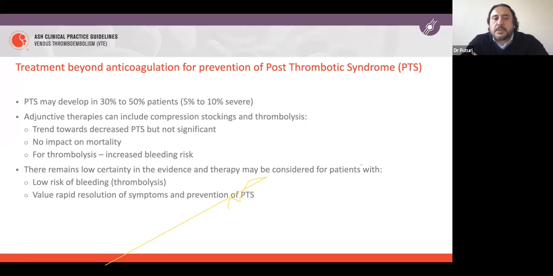Again, we talked earlier about thrombolysis. There may be some decrease in post-thrombotic syndrome, but statistically it hasn't been shown to be very significant. And remember that thrombolysis does confer a pretty significant bleeding risk too. So there's some low certainty in evidence and therapy that may be considered for patients. Again, low risk of bleeding with thrombolysis, or a value on rapid resolution of symptoms and prevention of PTS.